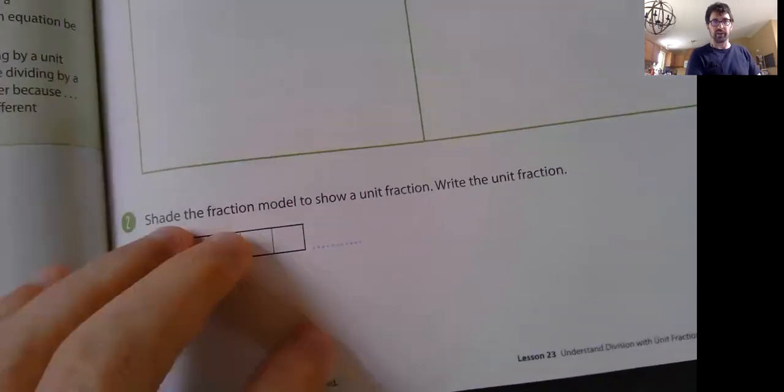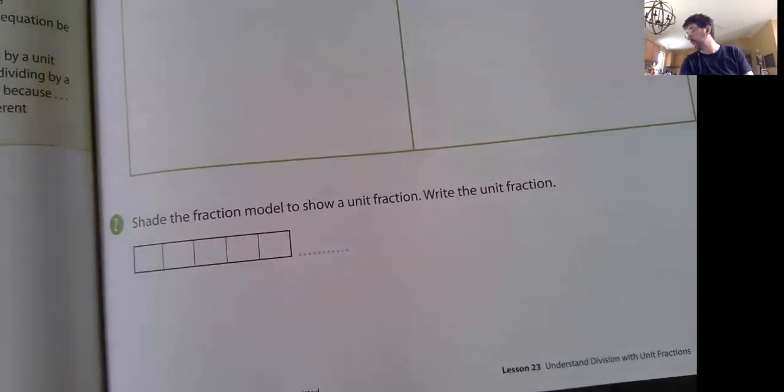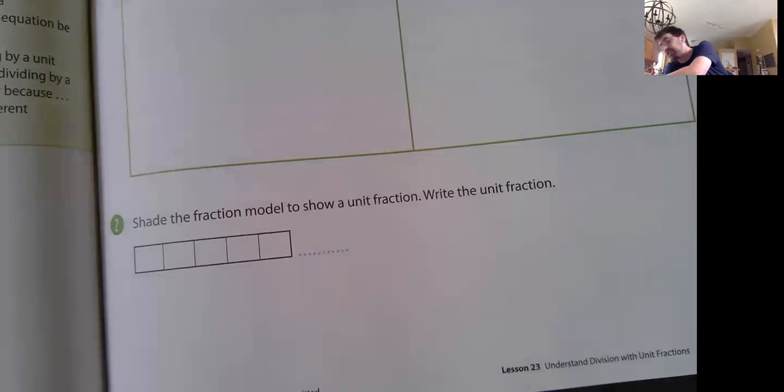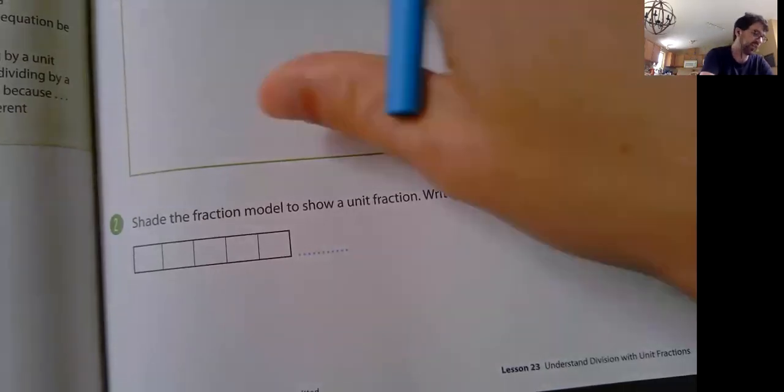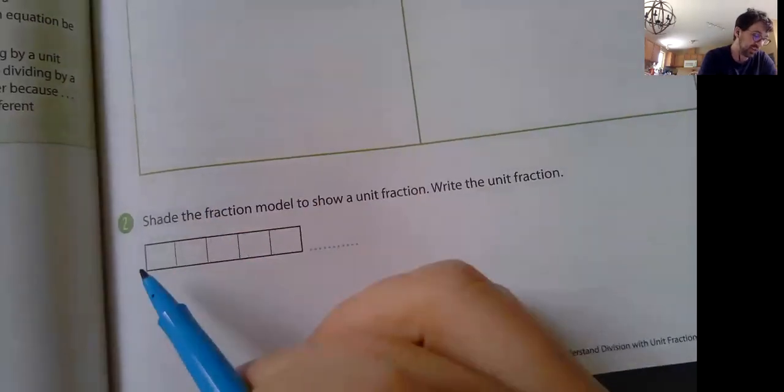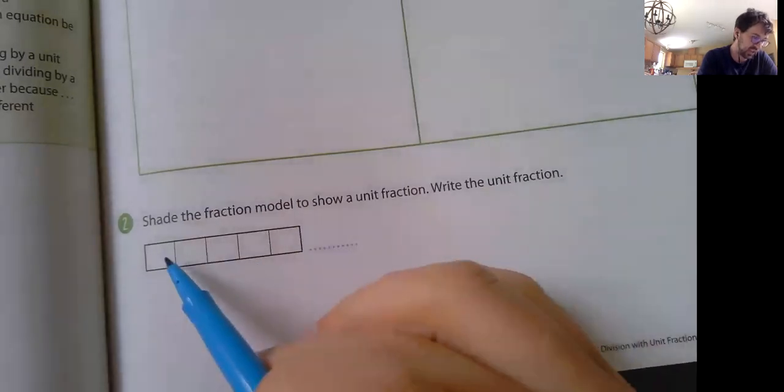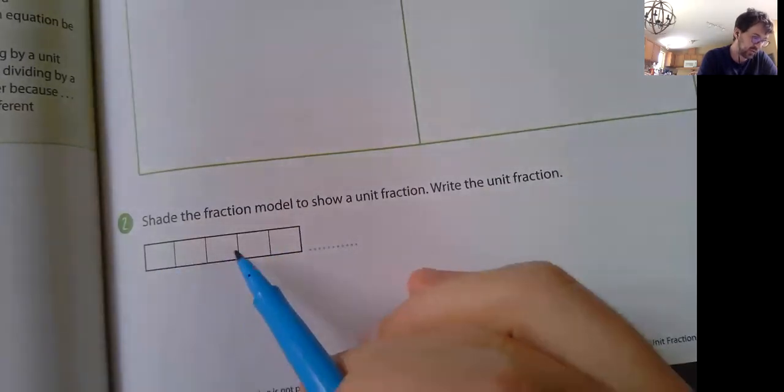Let's look at number 2 here. Okay. It says shade the fraction model to show a unit fraction. Write the unit fraction. Okay, so again, this isn't anything crazy here. It's just connecting off this. Let's keep it simple here. Okay, so if this is how many parts? We have 1, 2, 3, 4, 5 parts.